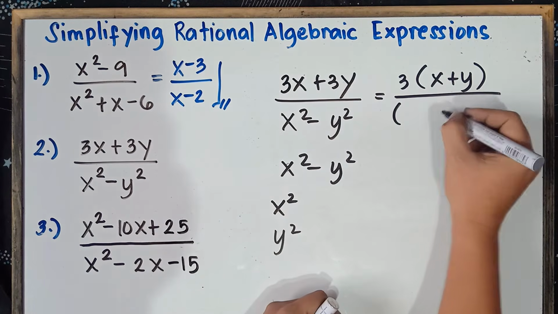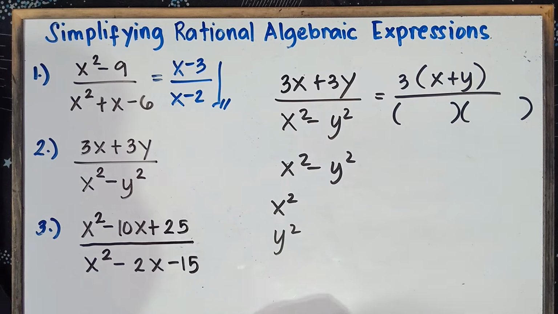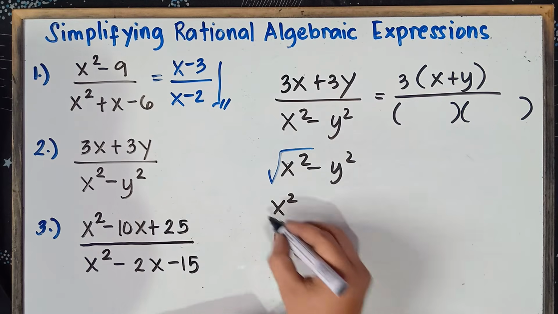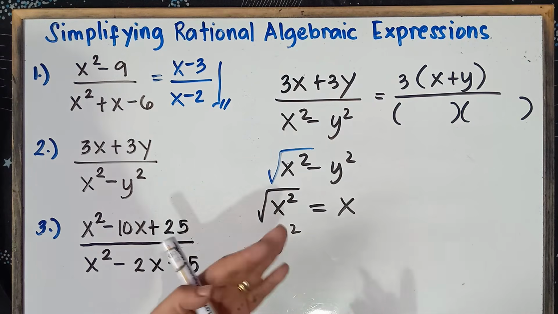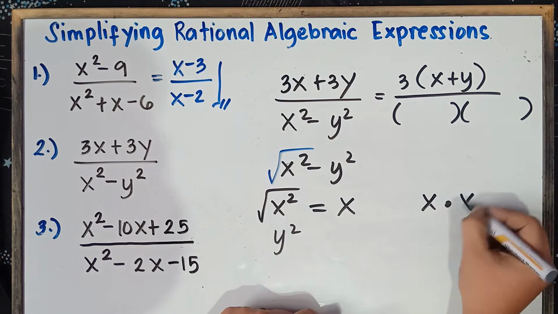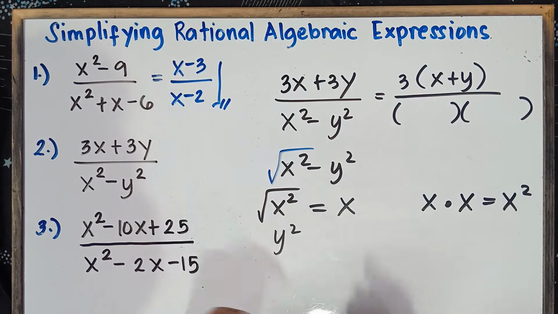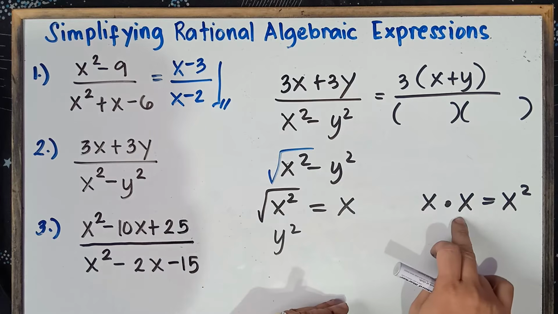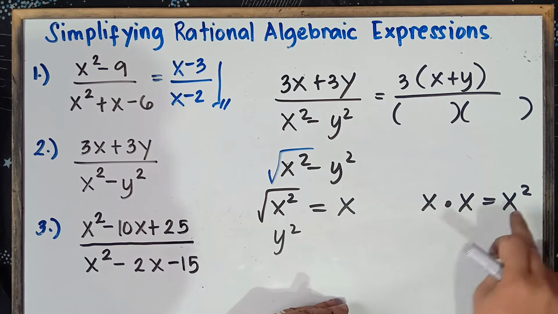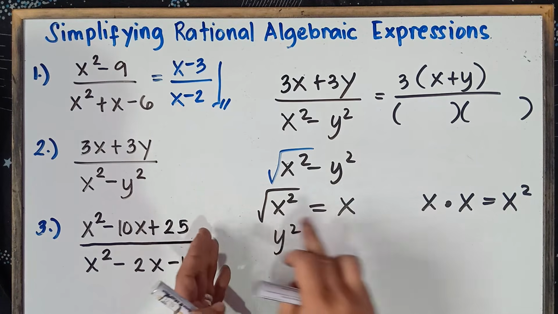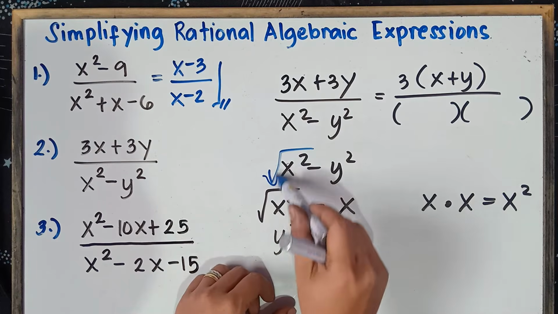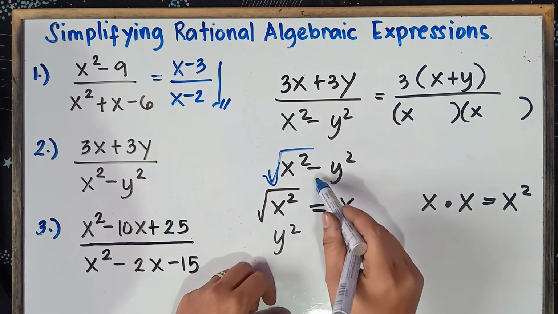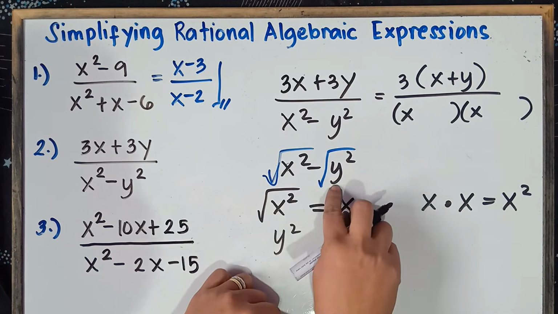So, simply put 2 parentheses. Simply get the square root of the first term, the square root of x squared, that would be x. Why is that, sir? Because x times x, that would be x squared, right? If you multiply x by itself twice, you get x squared. So, the square root of x squared would be x. Put x and then x. The square root of the second term, the square root of y squared, that would be y.